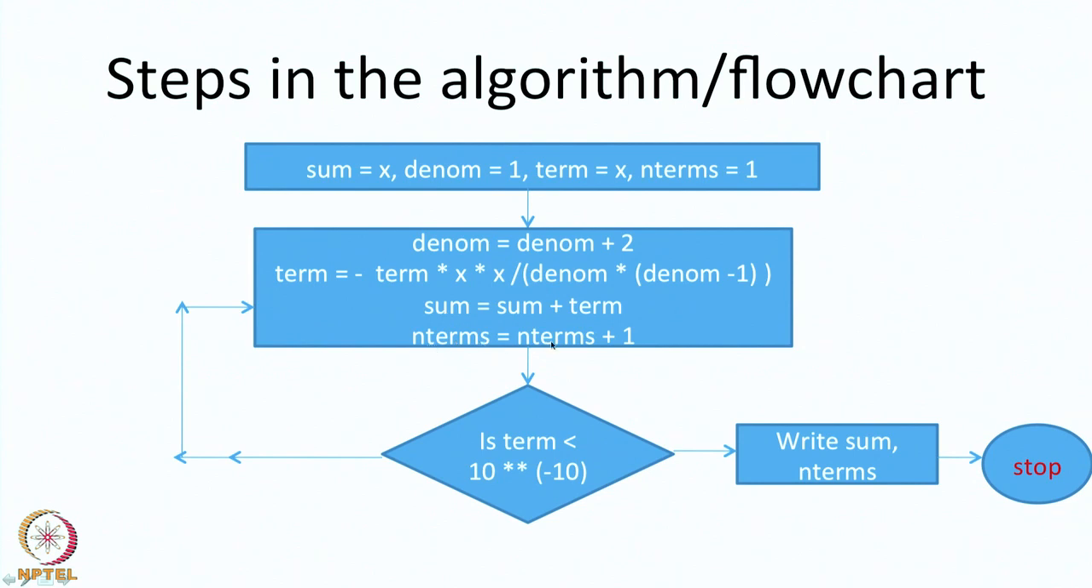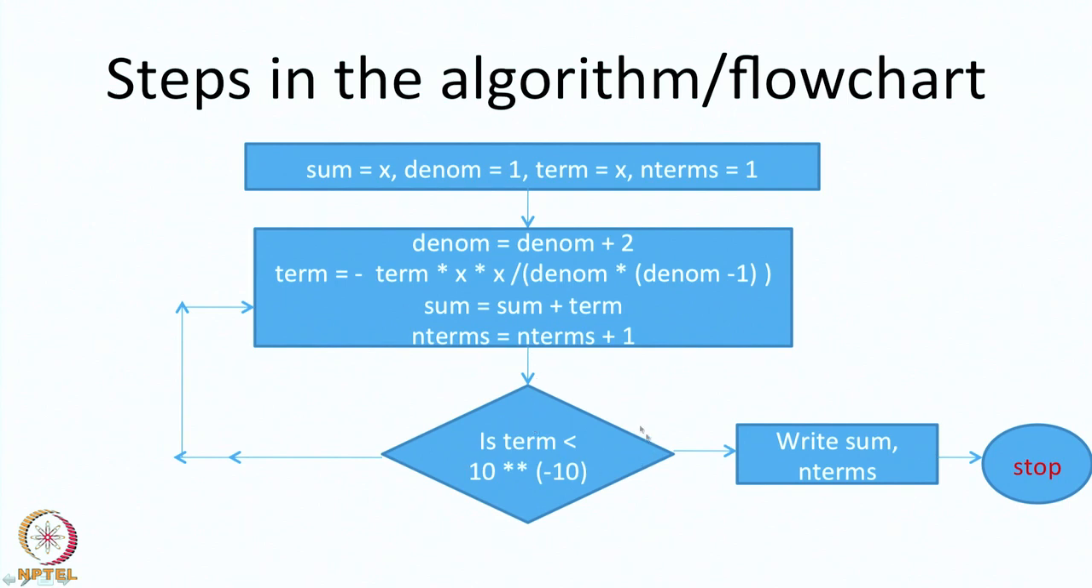Then n terms is equal to n terms plus 1. What this does is it increments the number of terms by 1. At the starting point, number of terms was 1. So, when you do once this whole set of operations, 4 operations, your n terms has become 2. So, once you do that, then you come to the next line.